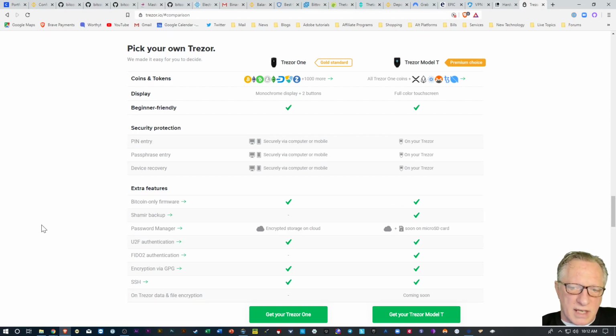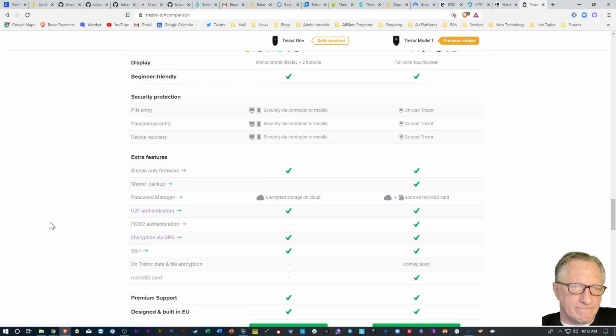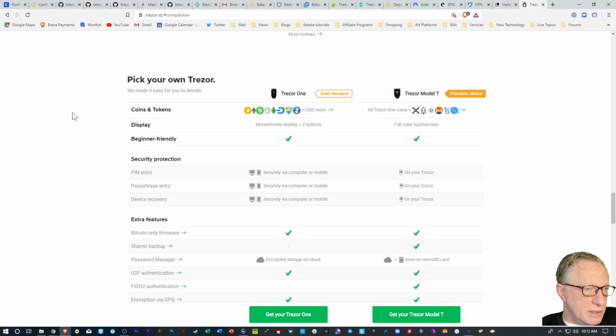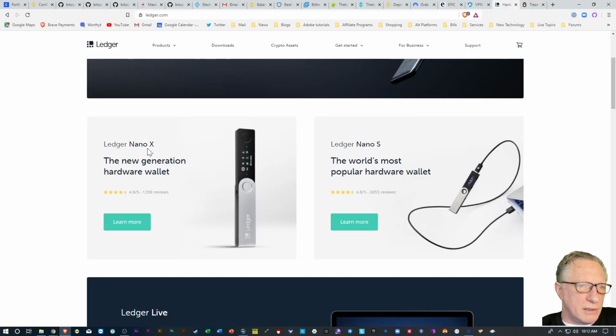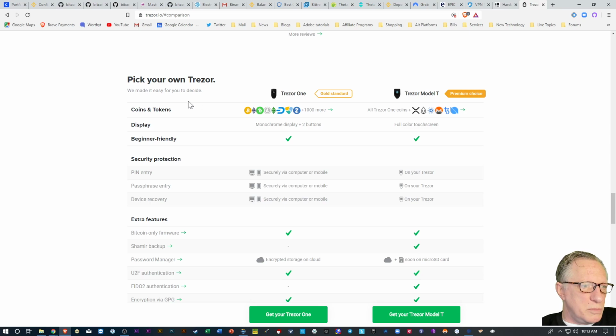Not too expensive either, right? So another good hardware-based wallet that you can use, very convenient to use, carry around in your pocket, connect it to your computer, manage your holdings, right? So Ledger or Trezor, those are the two big boys. But there are other brands out there.